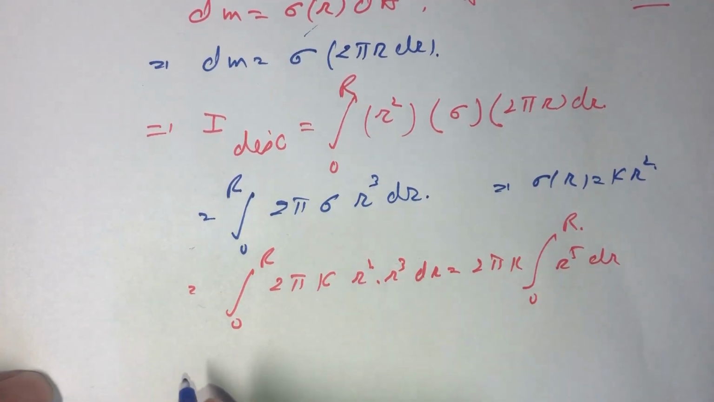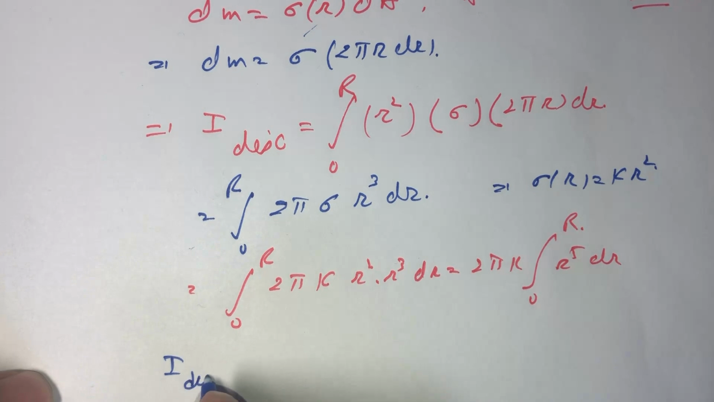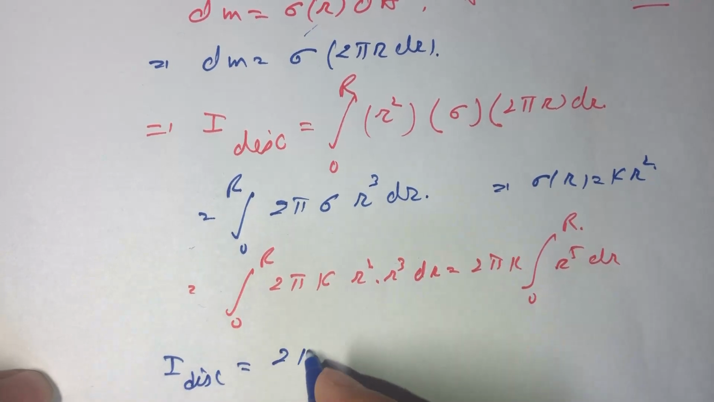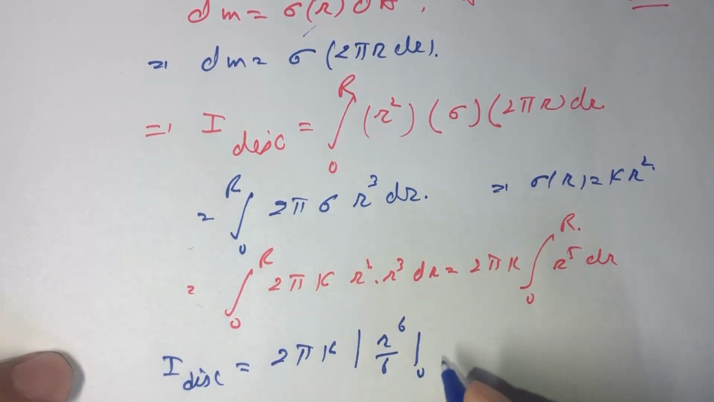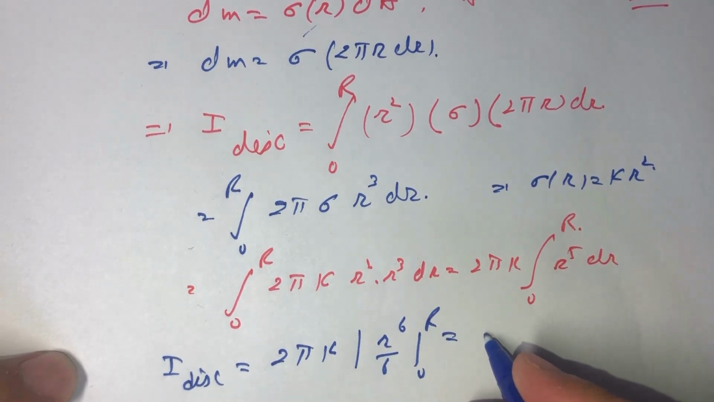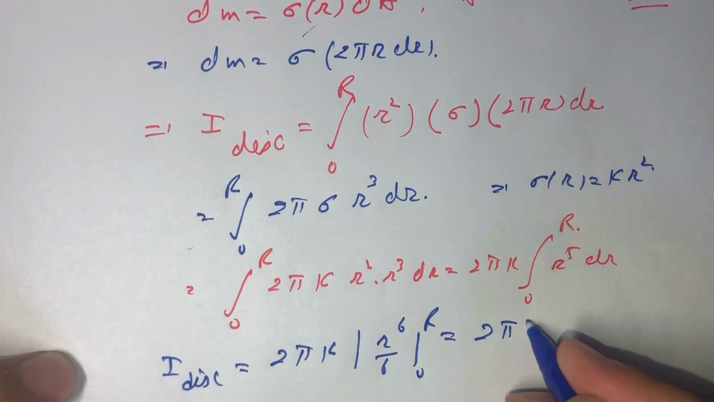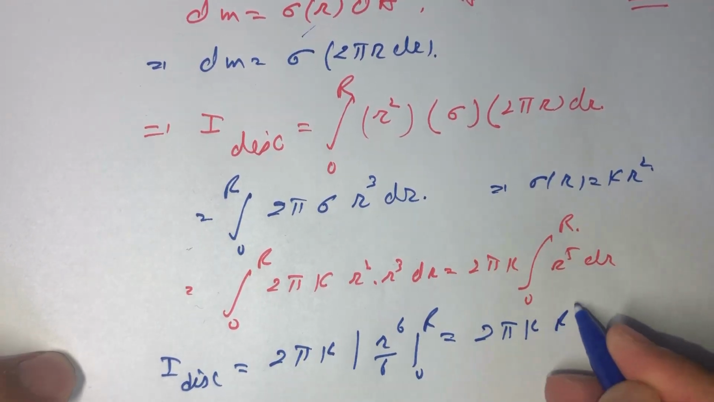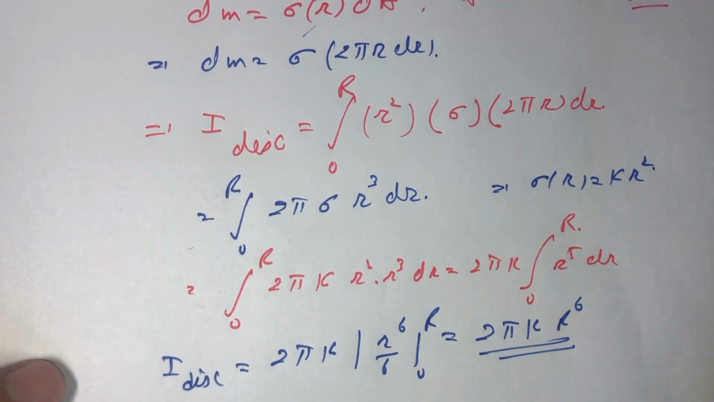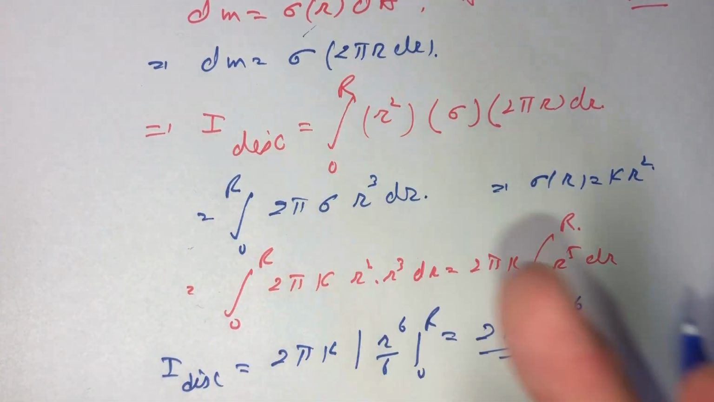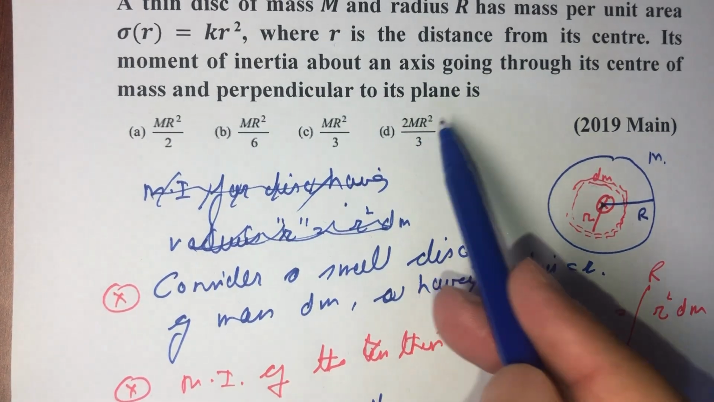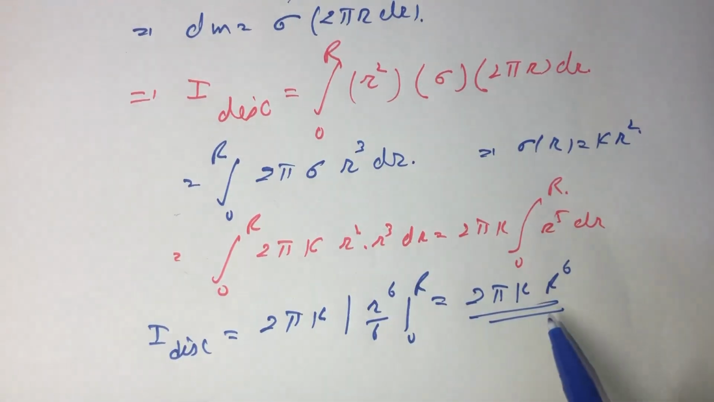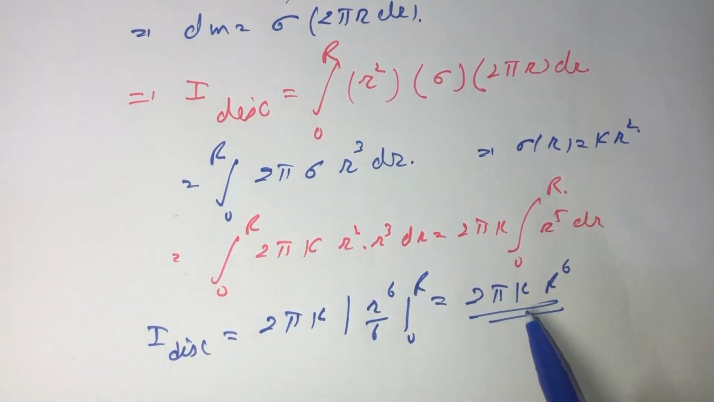Now it's a simple integration. We get I disk will be equal to 2 pi k r6 upon 6 from 0 to r, which further, substituting the upper and lower limit, we get 2 pi k r6 upon 6. Now in the options we have the relationship only between m and r, so in this final answer we are going to substitute the value of k with the value of m.